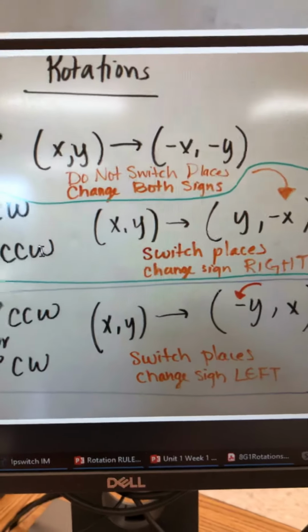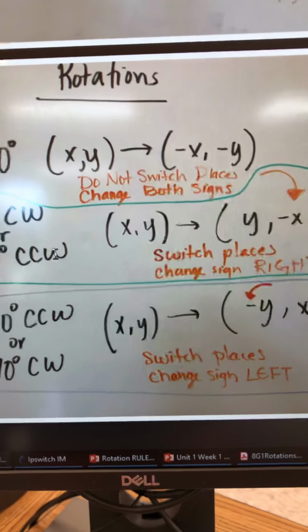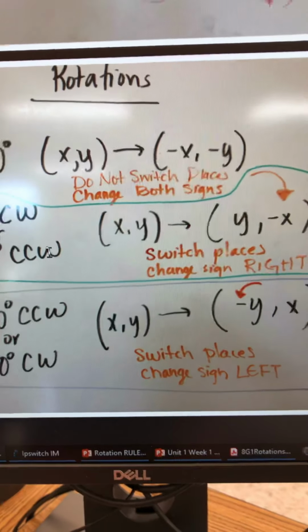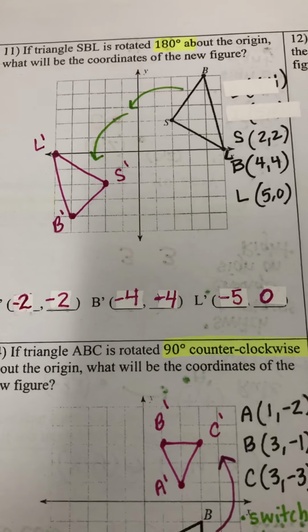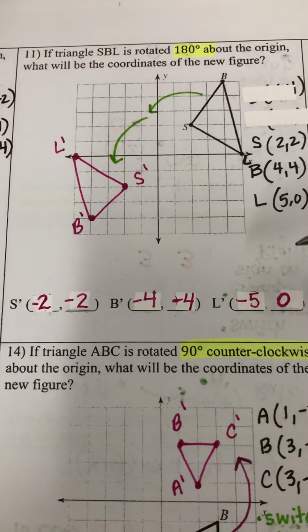Remember, for 180 degrees, our rule is you do not switch places. The numbers don't switch places, but you change both signs. So that means for all of these numbers, all I had to do was change both signs. So for S, it would have been -2, -2, B, -4, -4, and L, -5, 0. And remember, 0, when you change the sign, just stays 0. And then I just went ahead and graphed those.